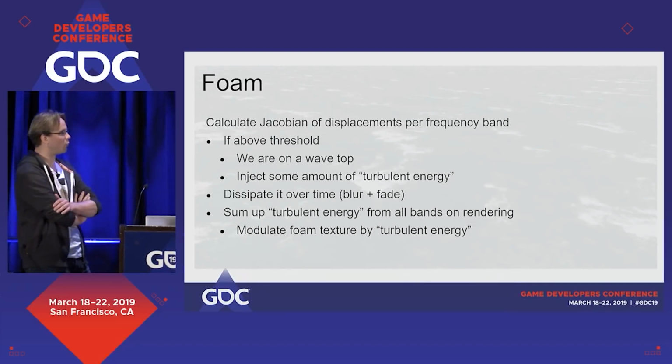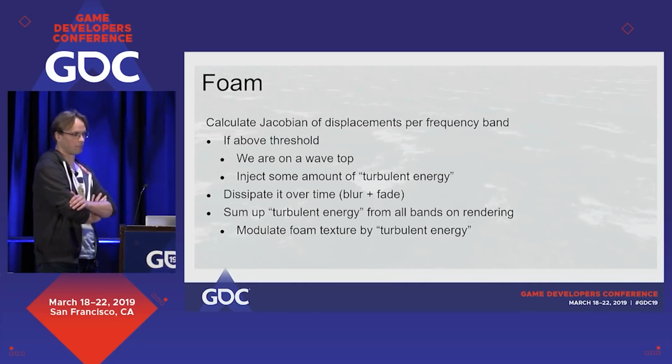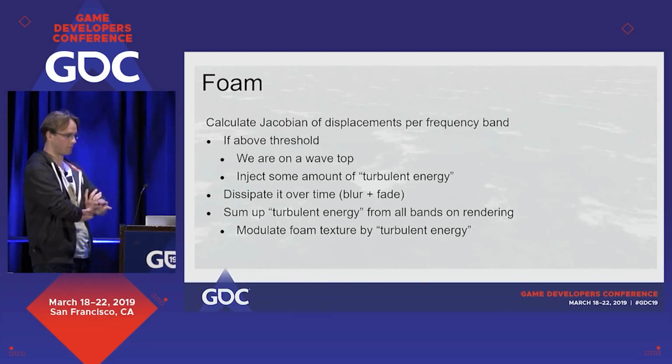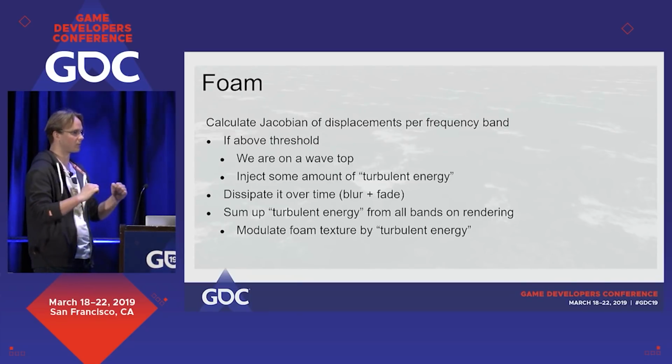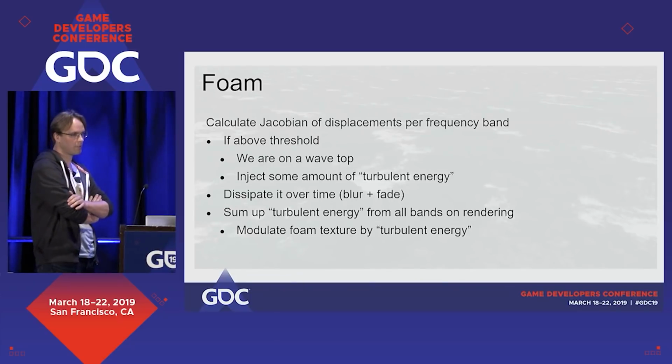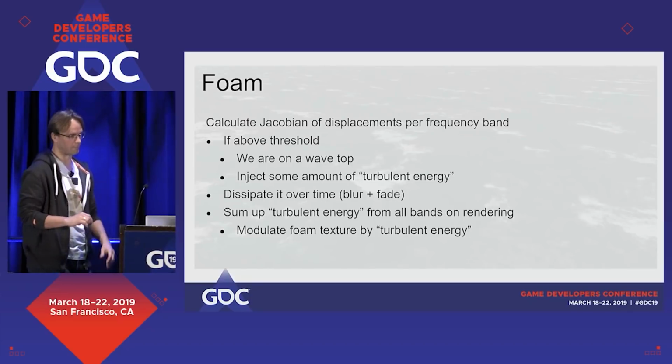To calculate the foam, we use a pretty simple approach. We calculate the Jacobian of the displacements. Jacobian sounds scary, but it's just the measure of how much our water surface was squeezed or stretched. And if it's squeezed, then obviously we're on a wave top. And if we are on a wave top, we inject just a float value, we call it turbulent energy, into the corresponding texels, and let them evolve over time, spread over space, and just dissipate over time.